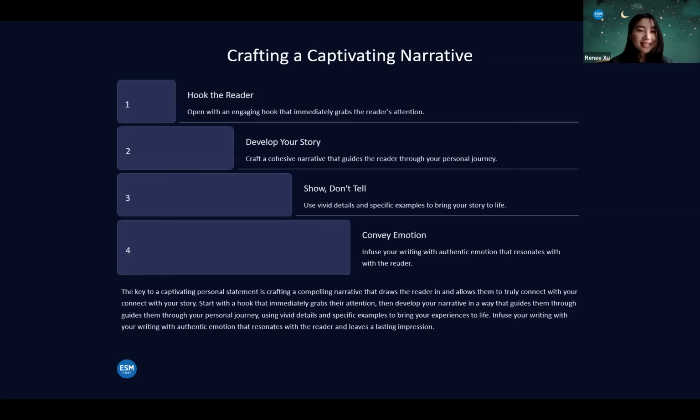Next, the following steps in the editing process. You want to develop your narrative in a way that guides the readers through your personal journey. The emphasis here is going to be on vivid details and specific examples that are going to bring your experiences to life. Specificity is key here. I cannot emphasize this enough. I say this so much to students and to the coaches that I teach. If a student is talking about something, don't just say, oh, I ate this really nice meal.